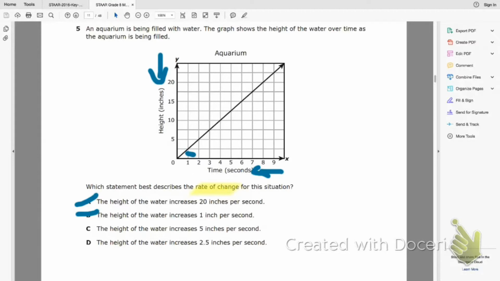Alright, the height of the water increases 5 inches per second. Okay, I'll just do exactly what it tells me. 5 inches per second. It's up here. No, that is not true.